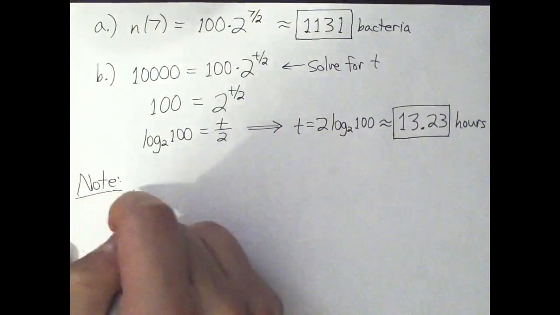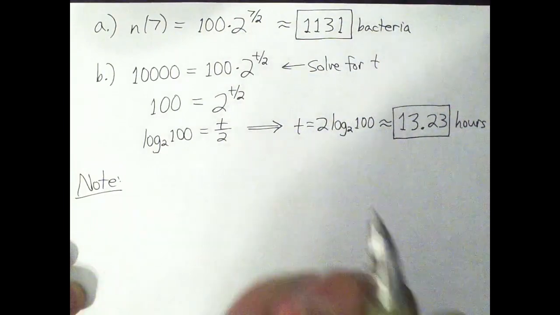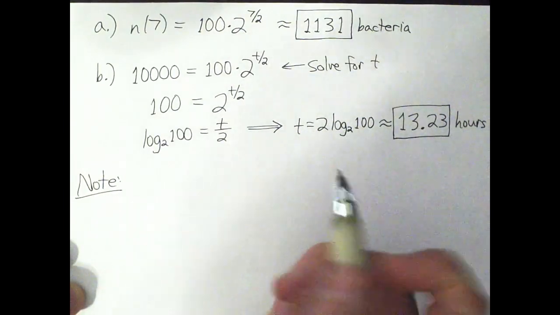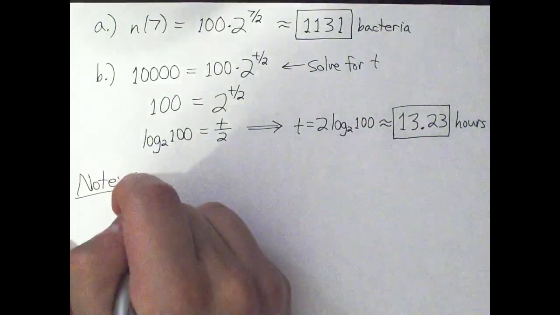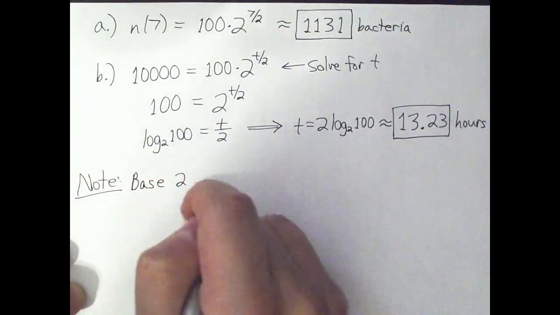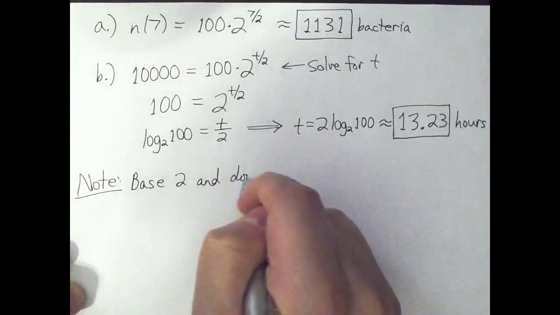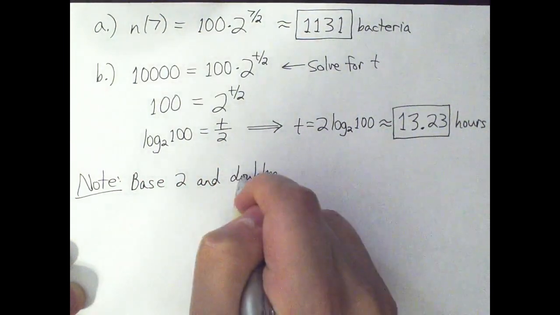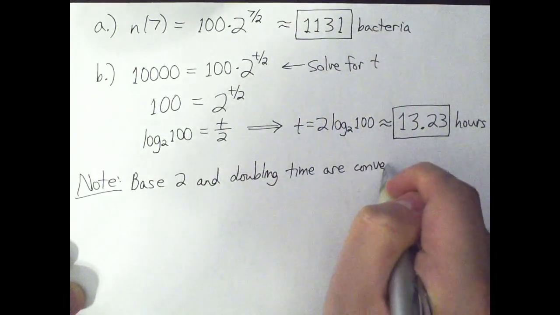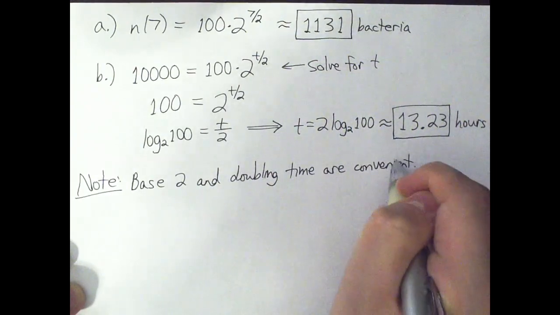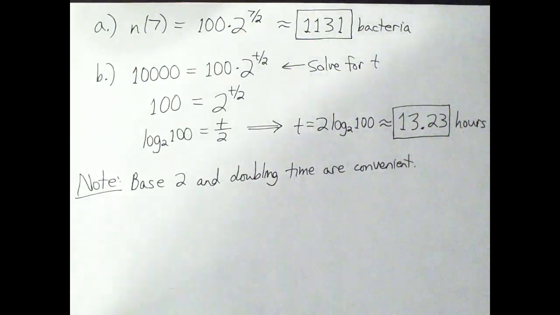Note, this problem used 2 raised to a power, and we wound up doing a logarithm with base 2. I'm going to say base 2 and doubling time are convenient. This problem told us that the population doubles every 2 hours. That's why everything is centered around base 2.